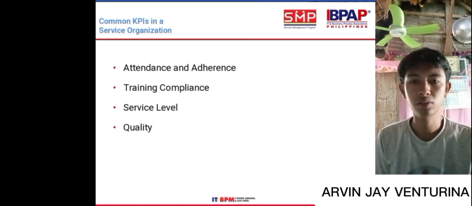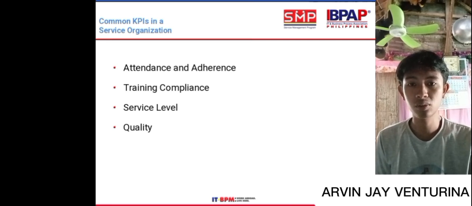Common KPIs in a service organization. Let's imagine you manage a call center. Here's what those KPIs mean. Attendance and adherence: are our agents showing up on time and sticking to their schedules? This measures if we have enough staff available to answer calls. Training compliance: are our agents completing their required training? This ensures they have the knowledge and skills to do their job well.